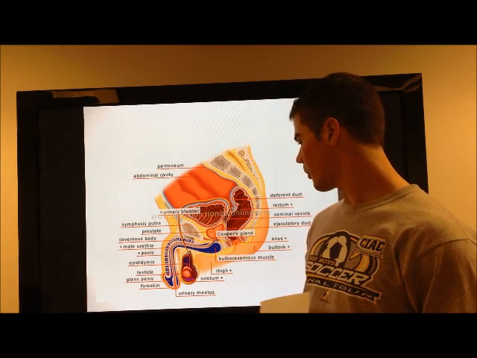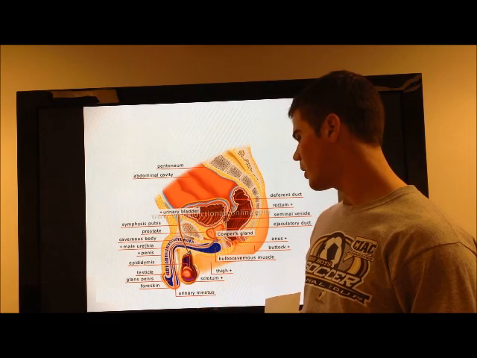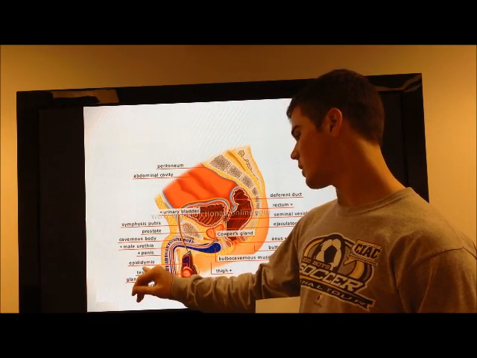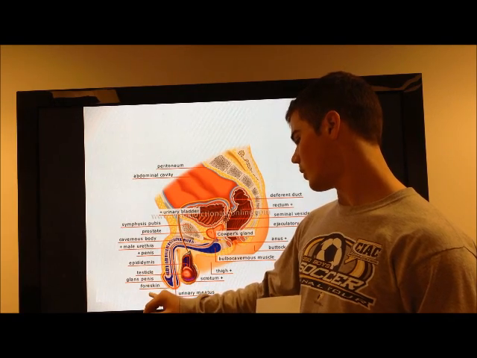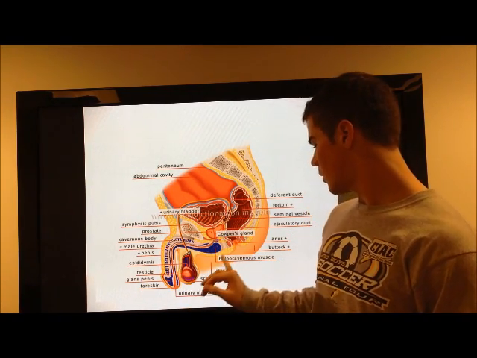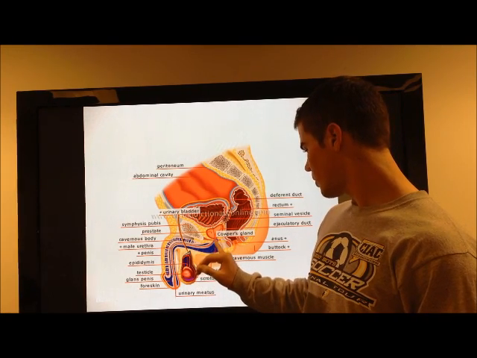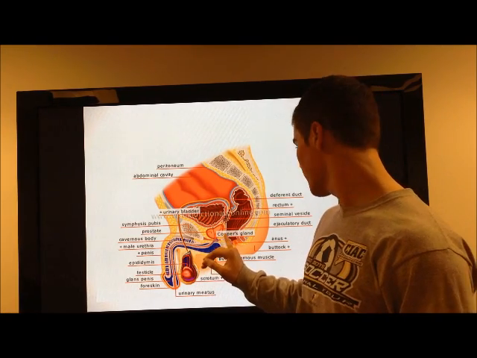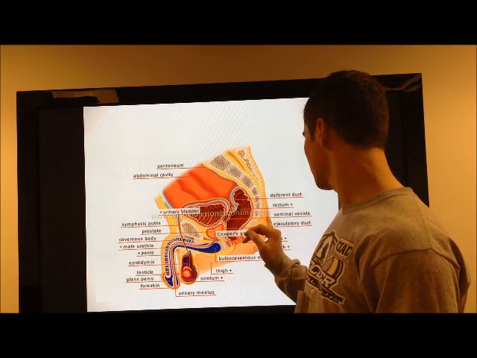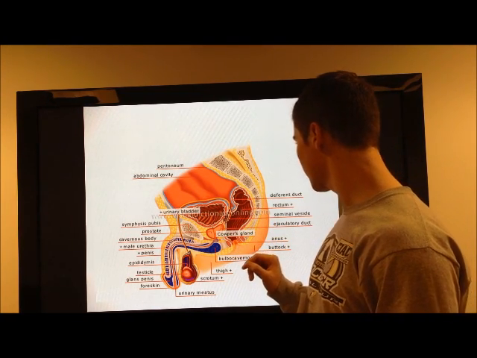Some of what we are going to be talking about in this diagram, starting up here, is going to be the penis, the epididymis, the testicle, the foreskin, the urinary meatus, the bulbourethral gland, which is this tiny one in here, also known as the Cowper's gland, as well as the ejaculatory duct, the seminal vesicle, and I think that's about it.